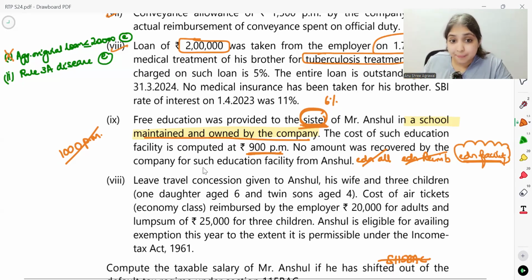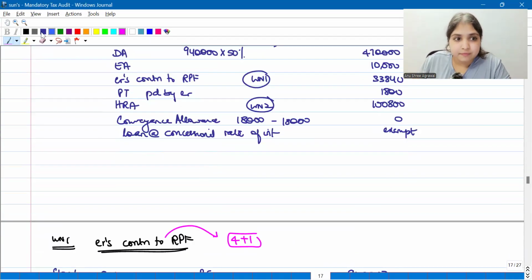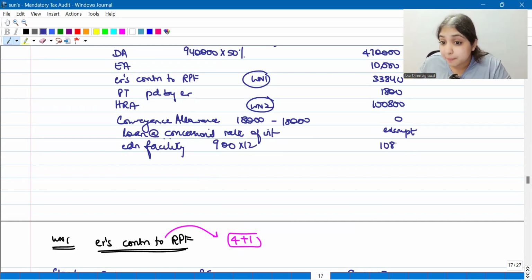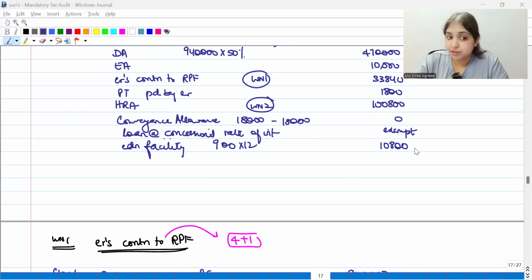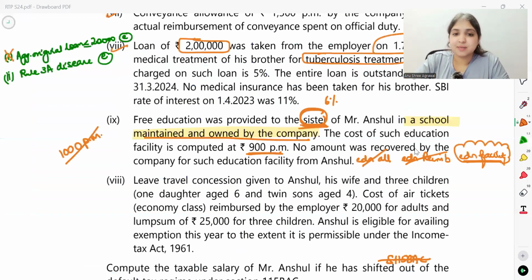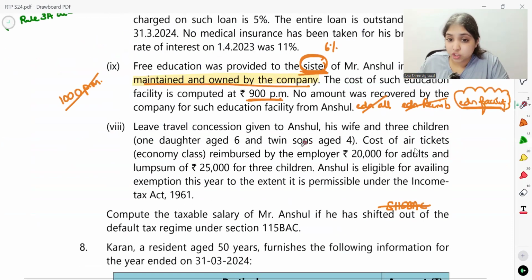All right. So coming back to my main answer, we have education facility over here. How much is it? 900 per month. So this 900 per month is going to be fully taxable. I will not compare it with 1000 per month per child because that exemption I will give only for assessee's own children.